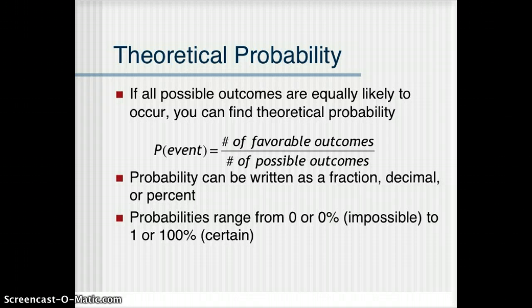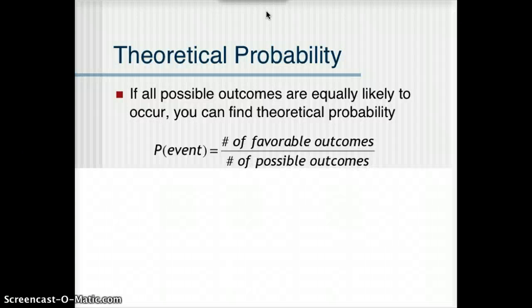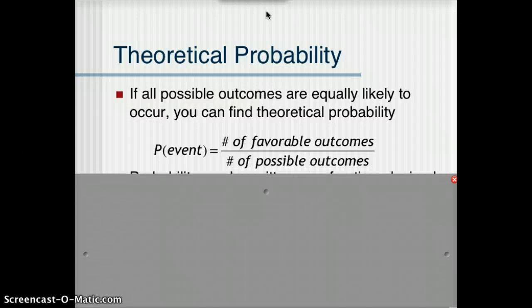Okay, when we look at finding theoretical probability, I should probably not give you all this information at once. Theoretical probability is a formula that you can use if all the possible outcomes are equally likely to occur. If everything that happens is equally likely, you can find theoretical probability by dividing the number of favorable outcomes, which is what you're looking for, by the number of possible outcomes, which is everything you could get. So in that dice rolling problem, if I was looking for getting a 3, the number of favorable outcomes I would have would be 1 out of all the possible outcomes, of which there are 6.